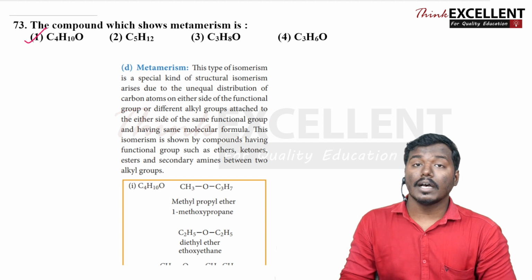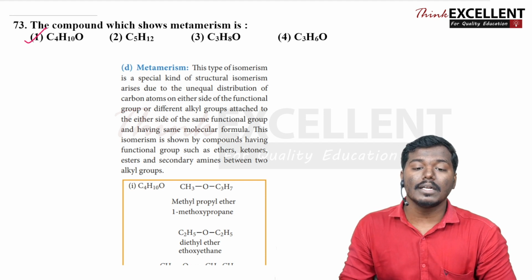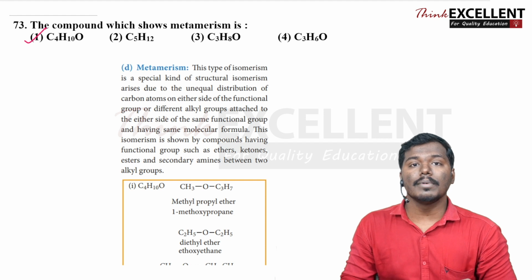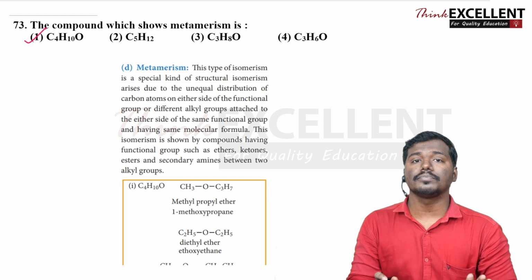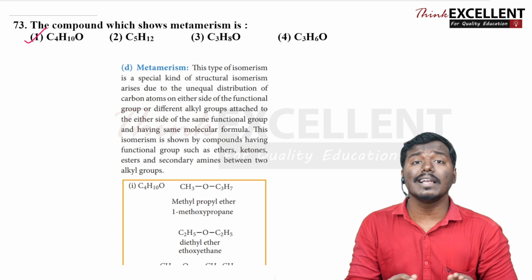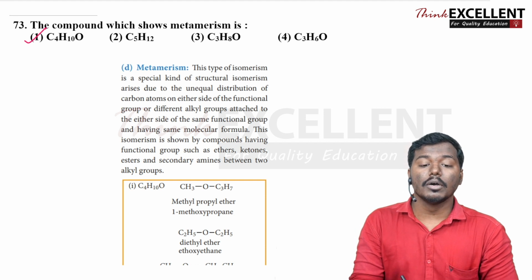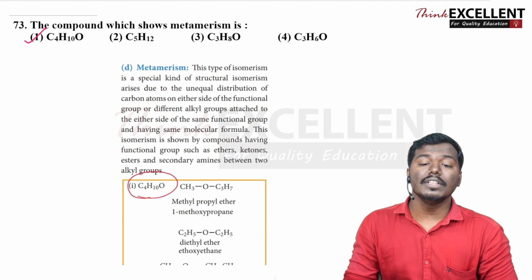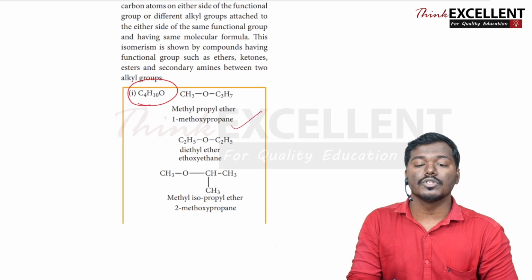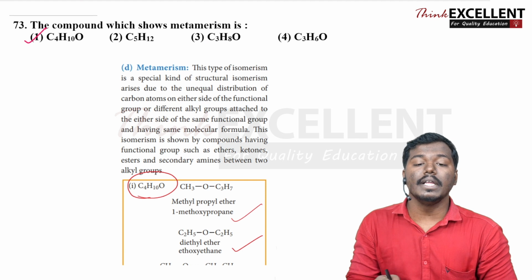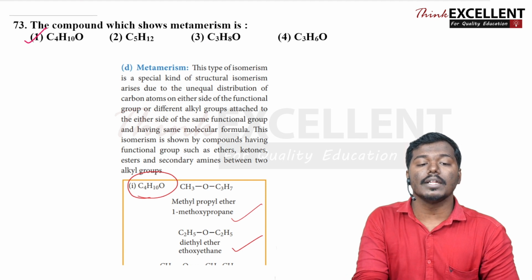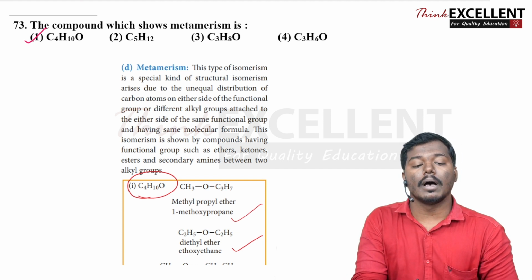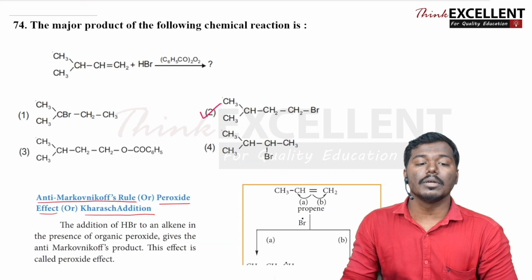organic chemistry. Adula number types of isomerism la metamerism padichirupom, right? So metamerism la pathina the functional group it is attached with different alkyl groups. So adula pathina namakku book la kuduthirukradhe ketirukanga parunga C4H10O it is having the 3 metamers which is formed. So here you can see that 1 methoxypropane, ethoxyethane and 2 methoxypropane. So it is exhibiting the metamerism. So C4H10O which shows the metamerism. Okay. So next we are going to question number 74.